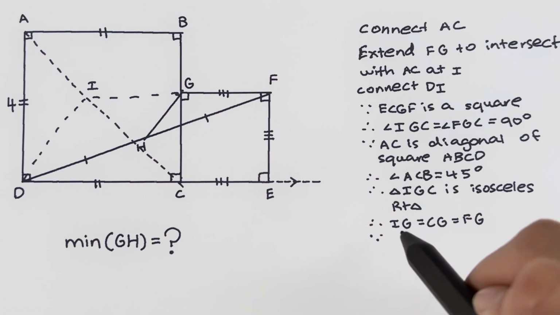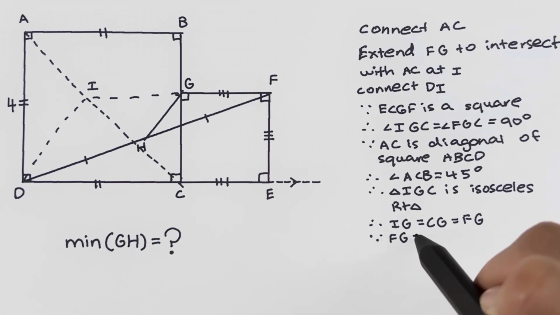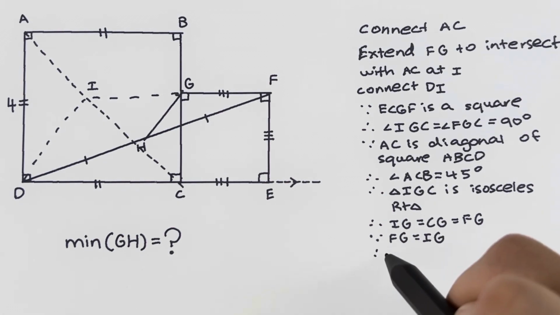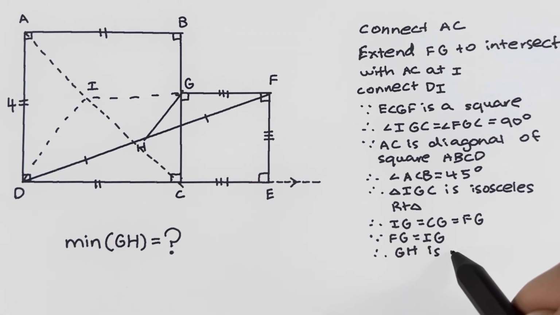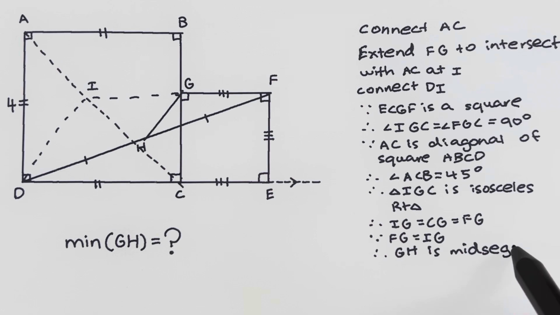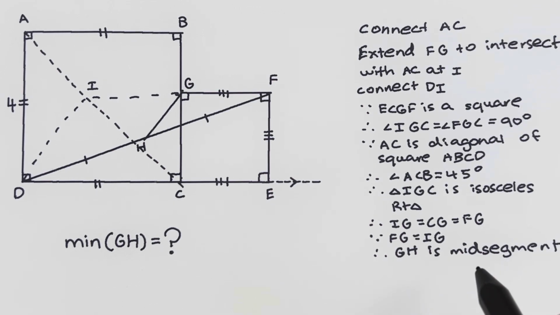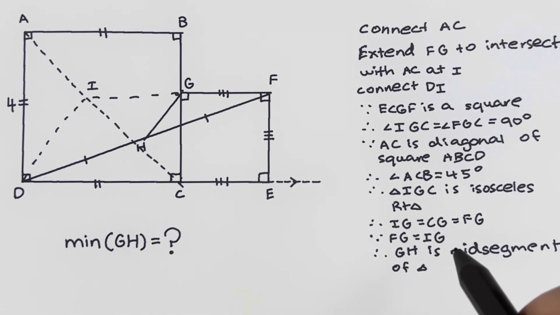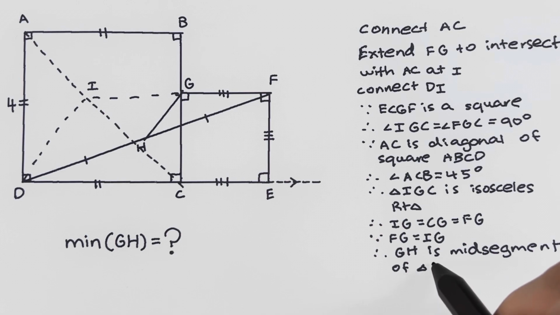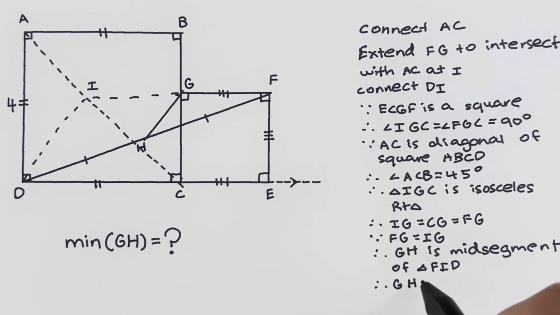Then, since FG equals to IG, so GH is the midsegment of triangle FID. Now we'll have GH equals to 1/2 DI.